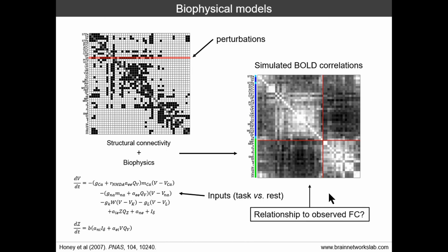But the open question, of course, is this simulated data related at all to the observed functional connectivity? Do they look alike? So when they first started using these neural mass models, there wasn't a lot of real data.